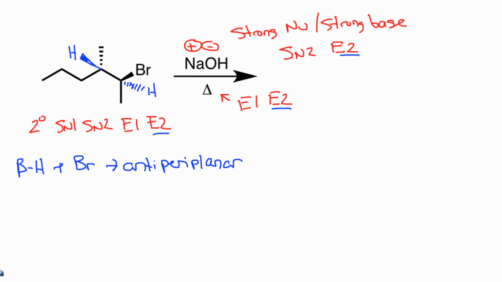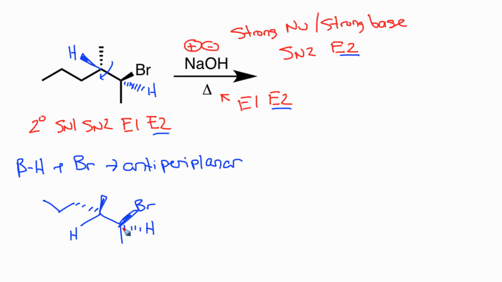So now what we want to do is get these groups anti-periplanar. Let's take this one step at a time, and first I'm going to rotate around this carbon, and I'll rotate the hydrogen down into the plane, this propyl group back, and the methyl group out. This carbon will stay the same. So I still have my bromine out, hydrogen back here, but now I've rotated the hydrogen down, the methyl group out, and this propyl group back.